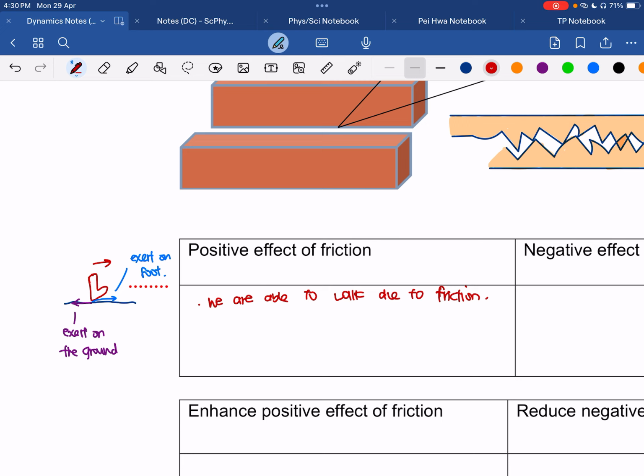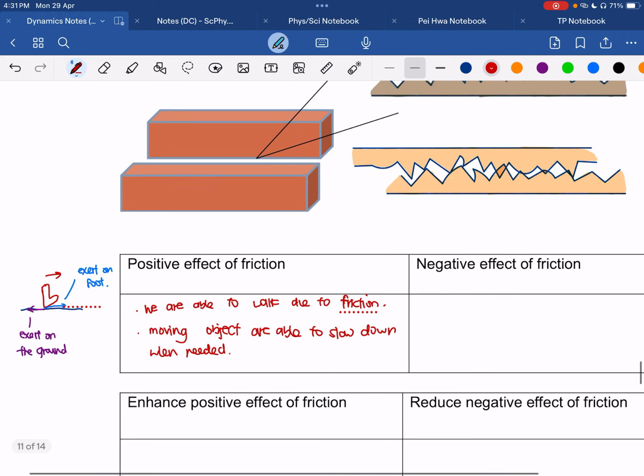Next, we can help to slow down an object with friction. Because we also don't want to end up moving all the time. We want to be able to slow down as and when we need it. So friction is the one that helps us to slow down when needed.